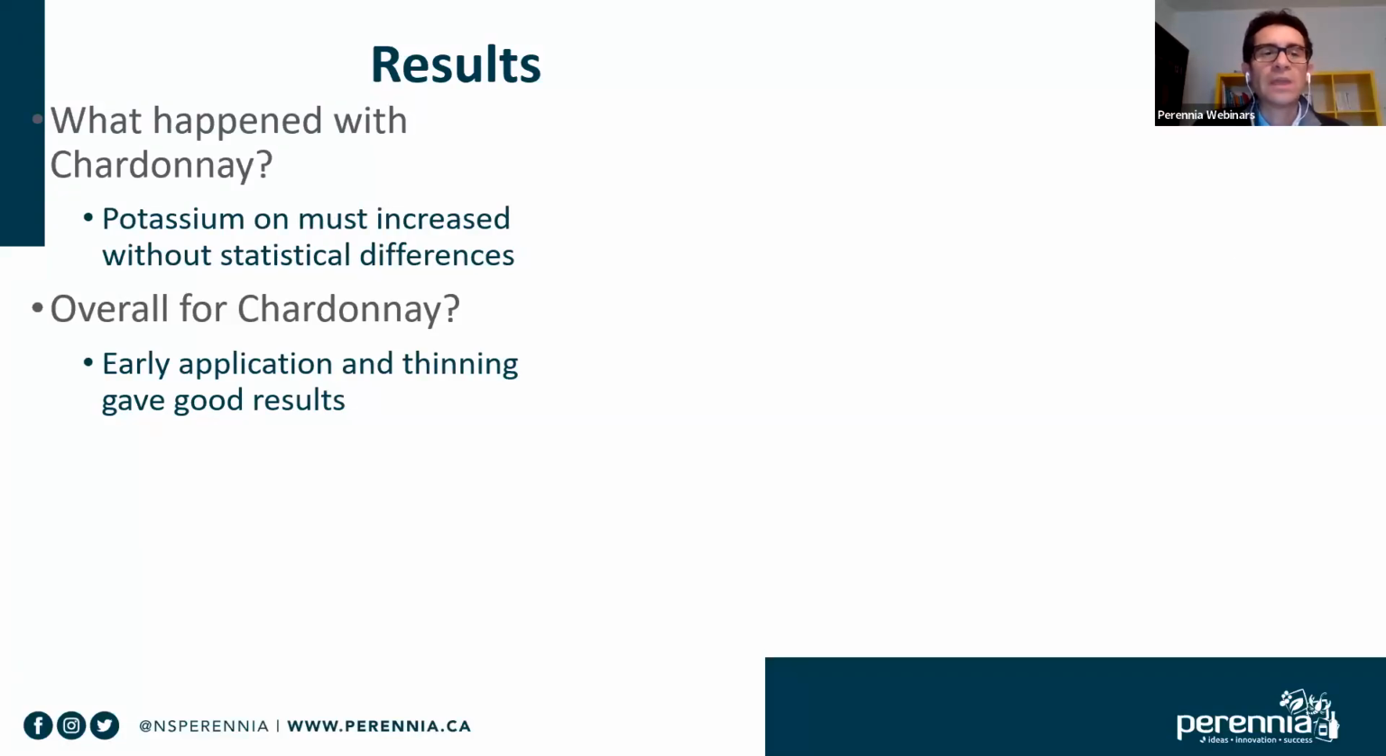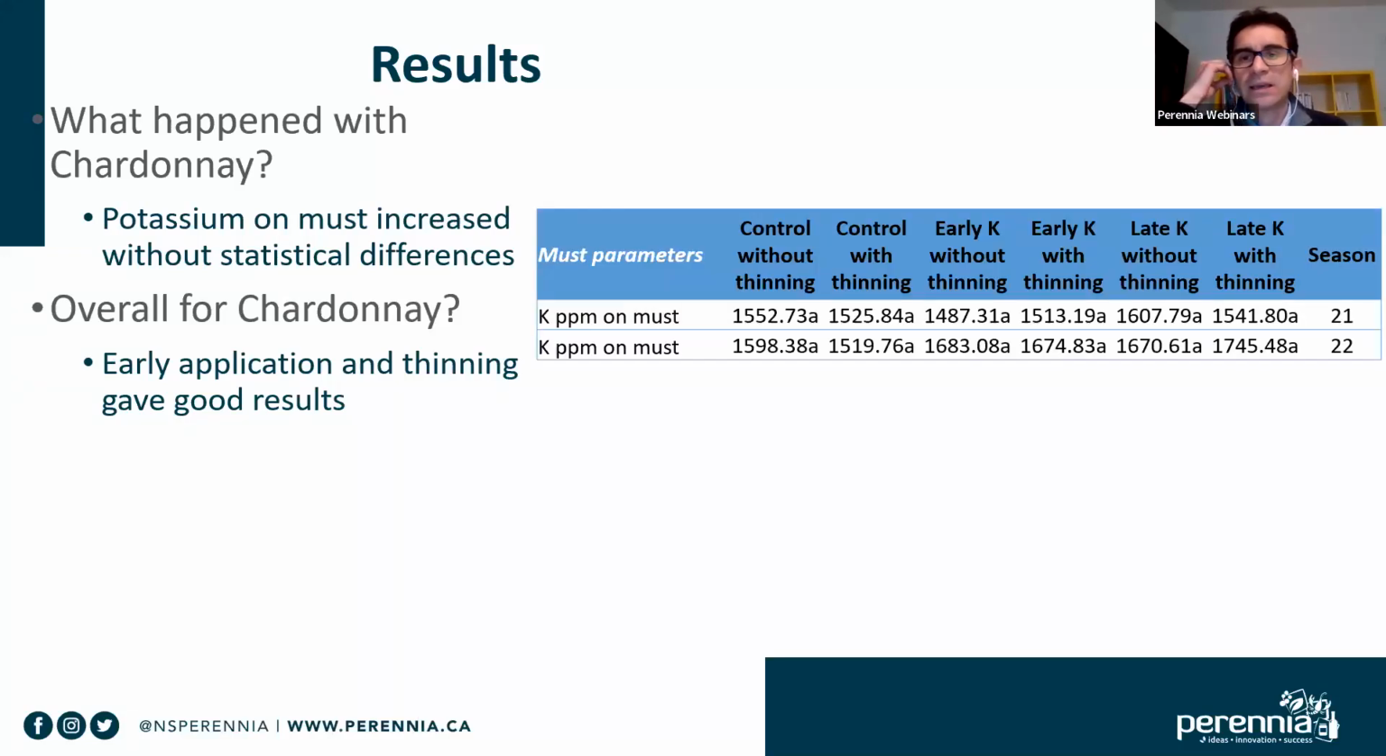So what happened with Chardonnay? Well, potassium on must increased without statistical difference. Again, as you can see, it's possible to see slightly higher values on late potassium with and without thinning compared to the other treatments. This is interesting because it shows that the plant behaved differently than Lacadie. Early applications and thinning gave good results.